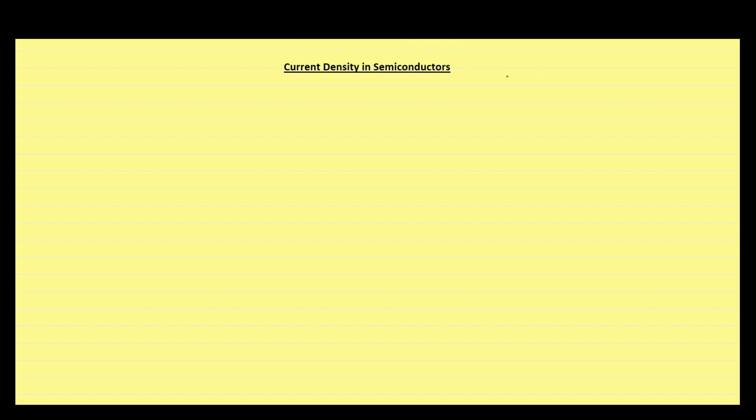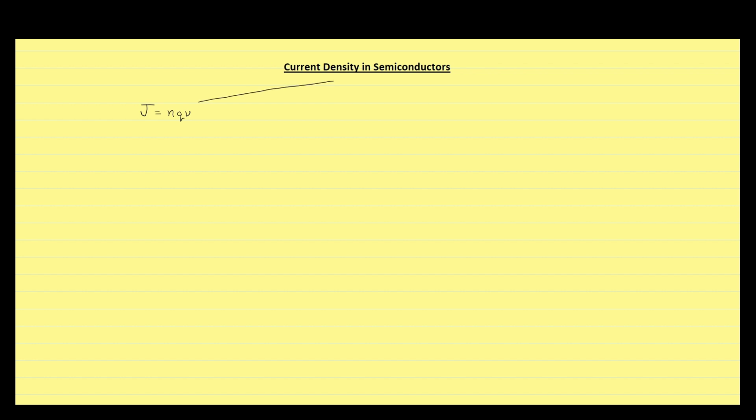In the last lecture, we studied current density J is equal to N, which is concentration of electrons, multiplied by Q, which is the charge on an electron, multiplied by velocity. This equation which we derived was meant for conductors. Now, we will talk about current density in semiconductors.